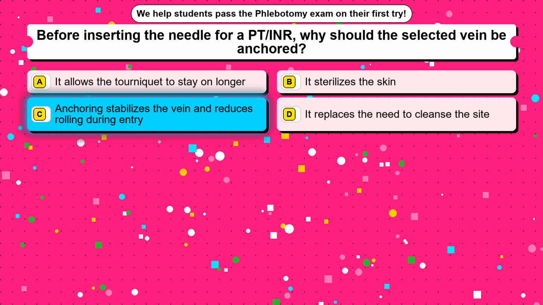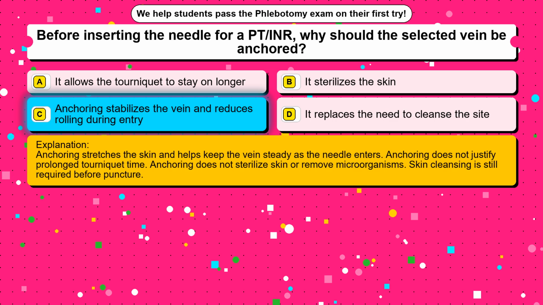The correct answer is option C. Anchoring stabilizes the vein and reduces rolling during entry. Anchoring stretches the skin and helps keep the vein steady as the needle enters. Anchoring does not justify prolonged tourniquet time. Anchoring does not sterilize skin or remove microorganisms. Skin cleansing is still required before puncture.